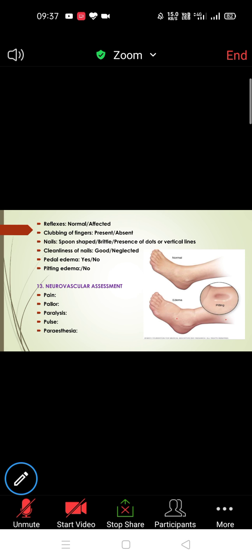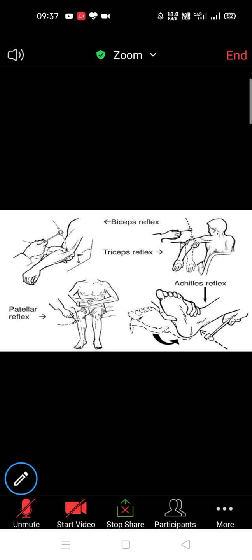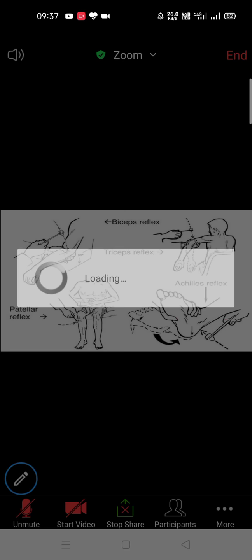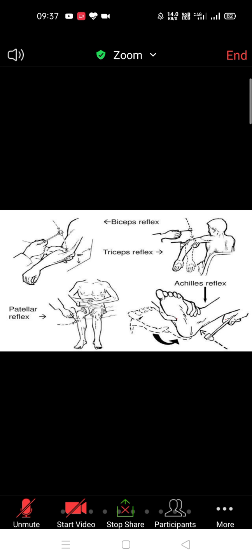For reflexes, you will use a reflex hammer, and by that reflex hammer you have to strike on the particular area. If after striking there is any reaction, any movement, that means the reflex is normal. If there is no movement after striking, that means the reflexes are abnormal. That one I will share with you in the video.